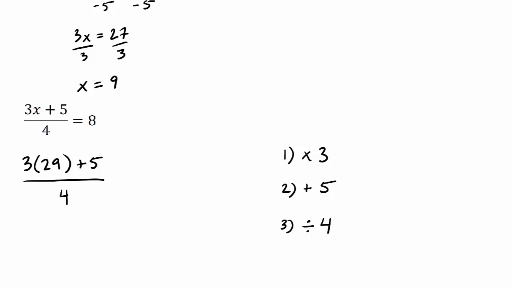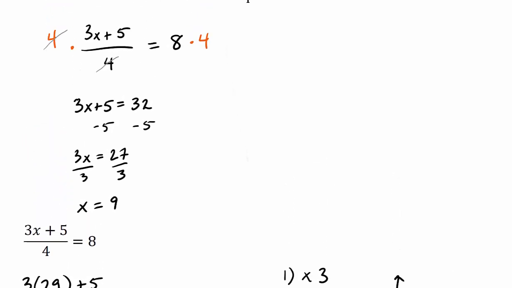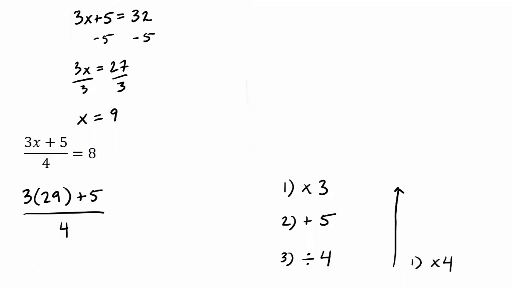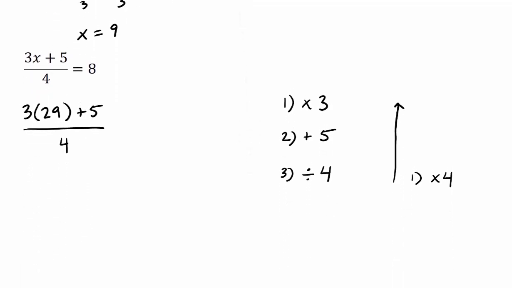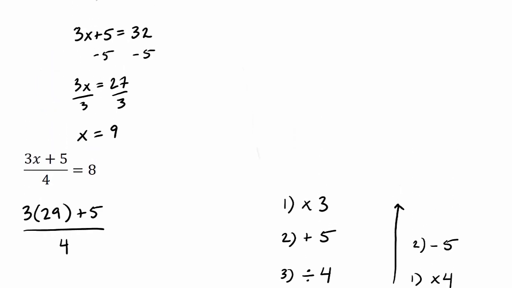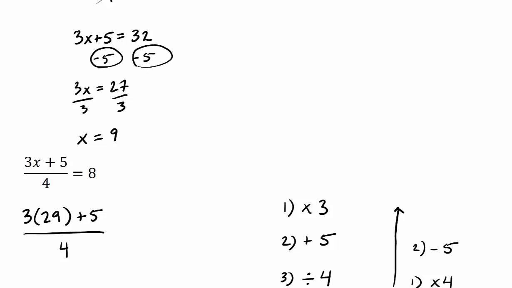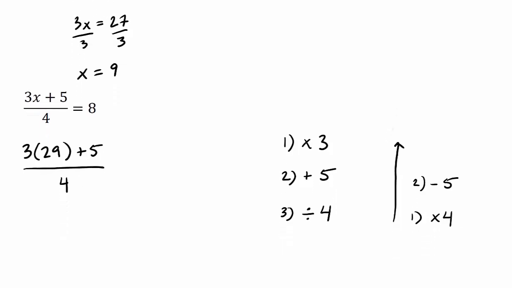And so reversing these steps in order to solve, the first thing we're going to do is the opposite of divide by 4, which was multiply by 4. And if we scroll up, the first thing I did was multiply by 4. Then next, in order to reverse and add 5, we are going to subtract 5. And you can see that I did subtract 5 from each side of the equation. And then finally, the opposite or the inverse of multiplying by 3 is to divide by 3. And we can see that I divided in the last step by 3.